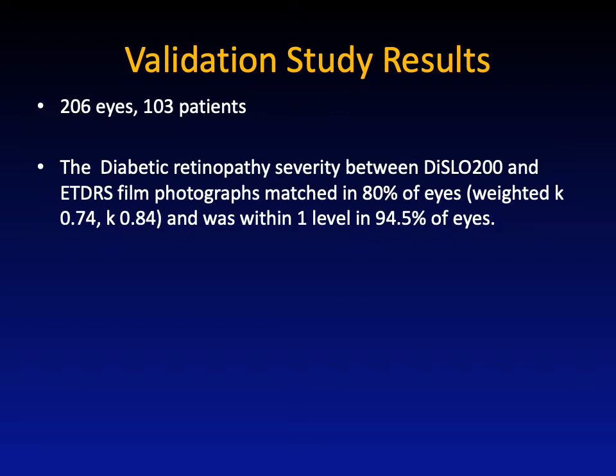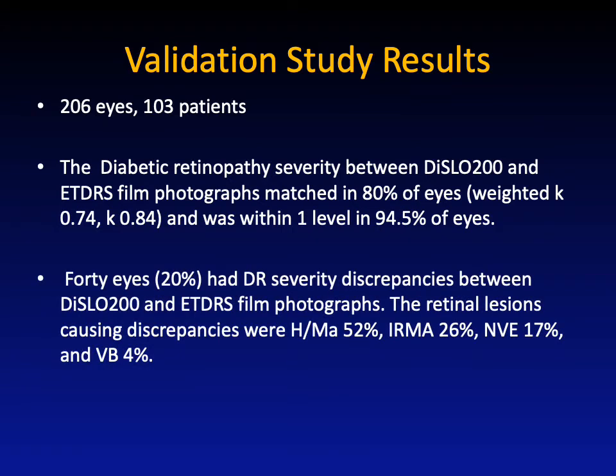And within one level, it was 94.5%. Within one level, meaning that maybe one device called it mild, the other would call it moderate, so that's within one level. 2 levels would be from mild to severe. So within one level, it's 94.5%, and that is very, very good.